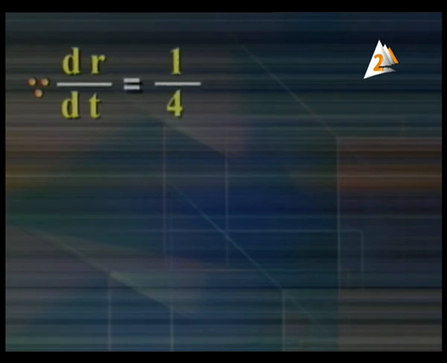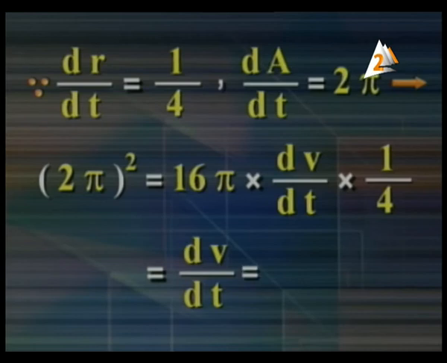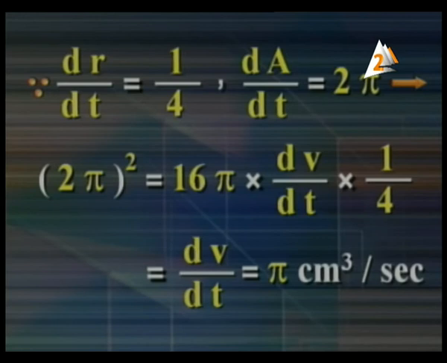Since dr over dt from the given equals 1 over 4, also dA over dt equals 2 pi. By substitution, then 2 times 2 pi dA over 3 to the power 2 equals 16 pi times dv over dt times a quarter, also dr over dt, remember, equals 1 over 4. So dv over dt equals 3 cm³ per second. This is the required answer.